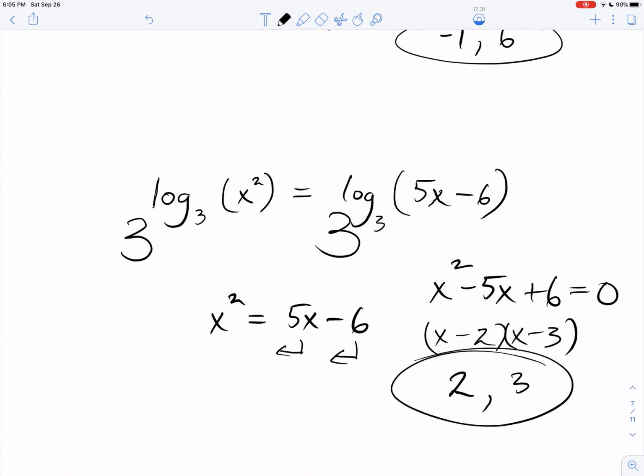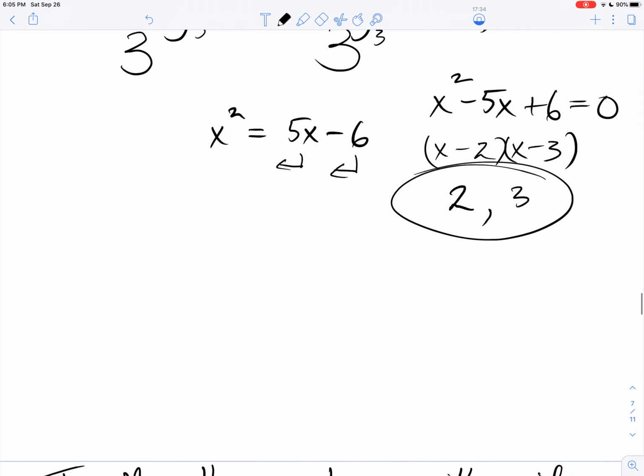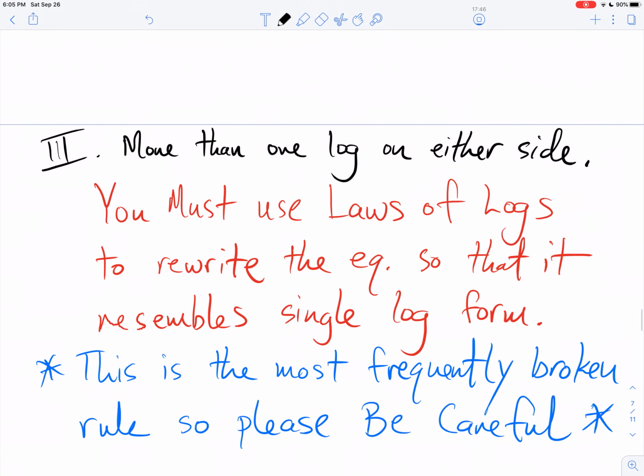So here's the deal with this. I can get different answers. I can get more than one answer. It's okay. Now let's look at the thing that people mess up more than anything else that I teach all year. Okay, it says Roman numeral 3, more than one log on either side. Okay, when this occurs, you must use laws of logs to rewrite the equation so that it resembles single log form. Okay, this is the most frequently broken rule, so please be careful.